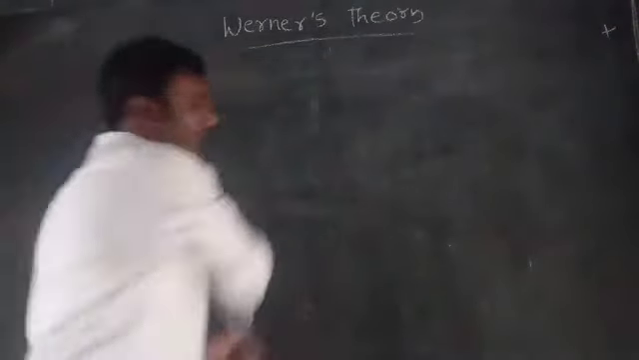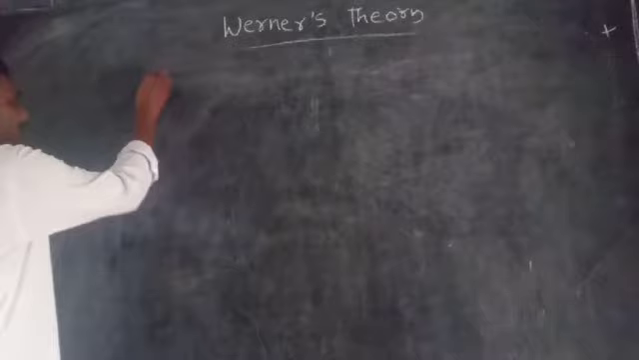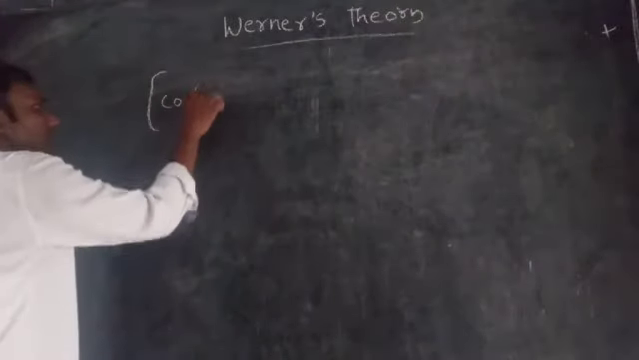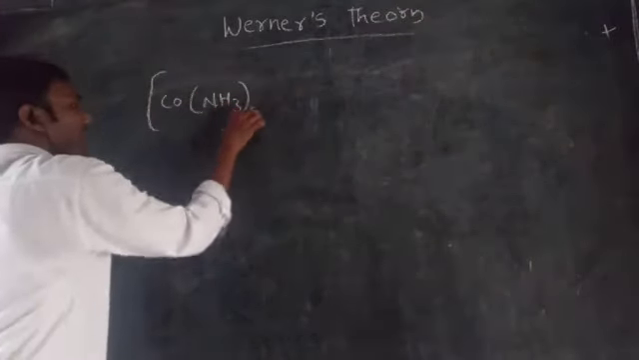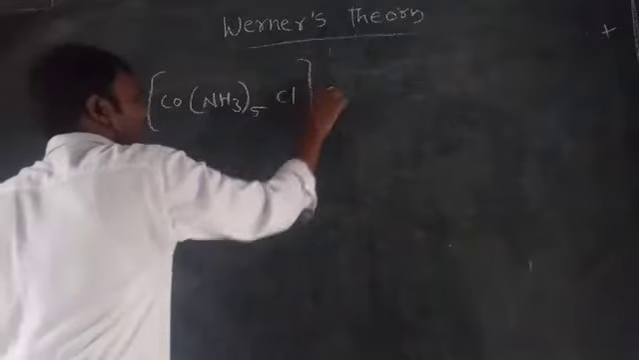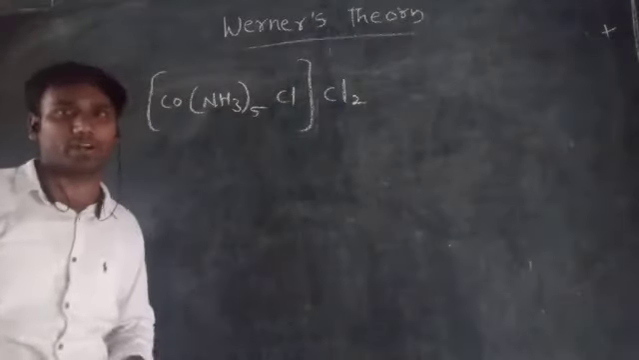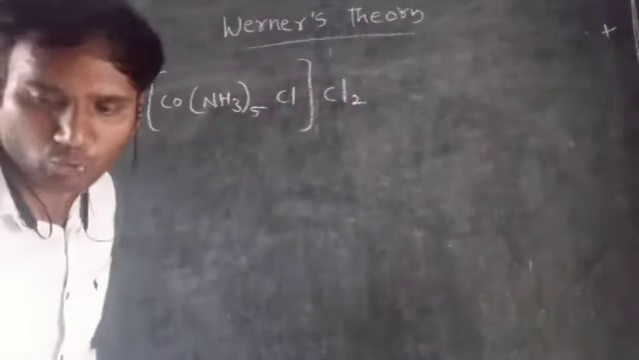We'll go with the second example. The second example is cobalt and ammonia 5 and 1 chlorine, and outside the coordination sphere 2 chlorines. Outside the coordination sphere, 2 chlorines are present.